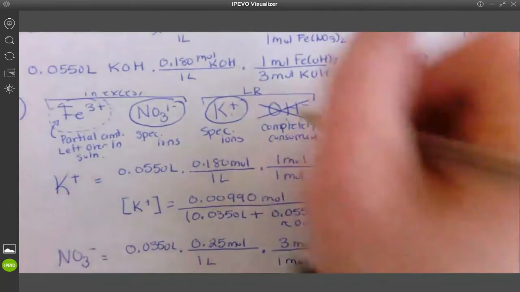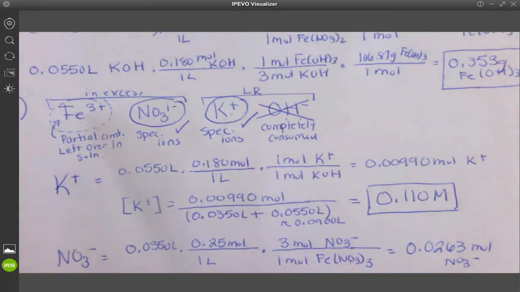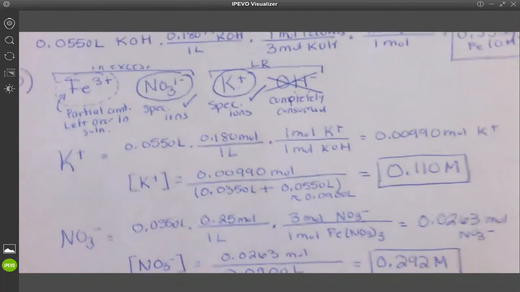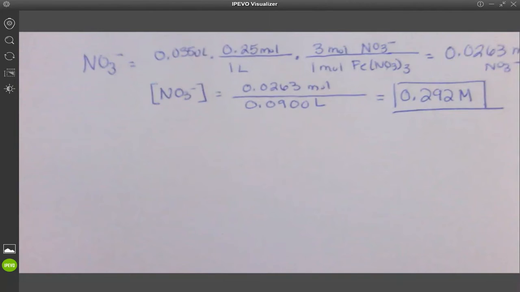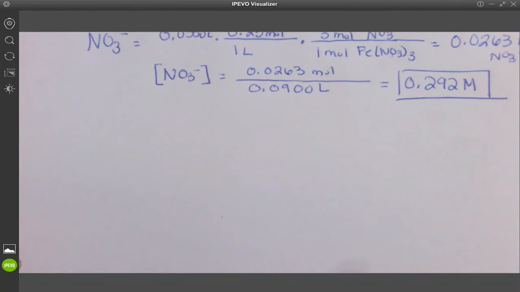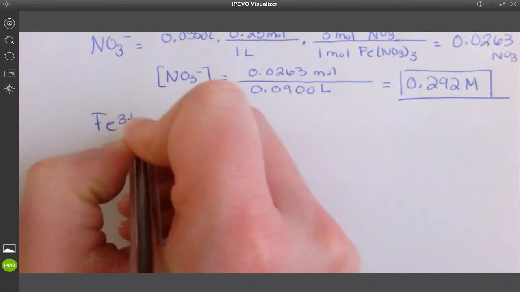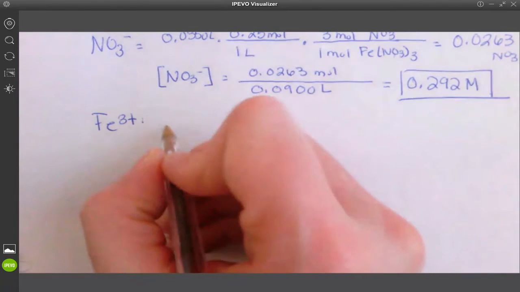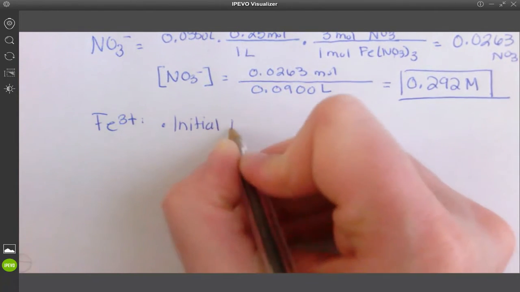So those are 2 of my 3 concentrations. I have figured out my concentration of my potassium ions and my nitrate ions. So now it's just a matter of figuring out how much of my iron 3+ ions are still in solution after some of them form the precipitate. So now I'm going to focus on my Fe3+ ions.